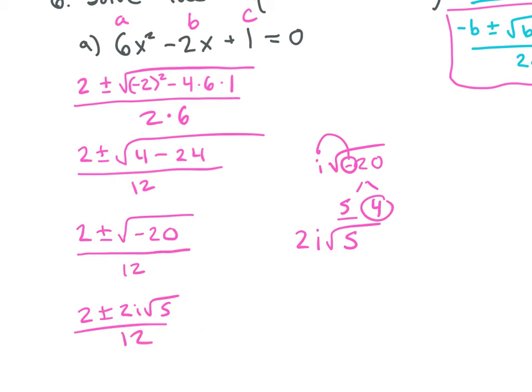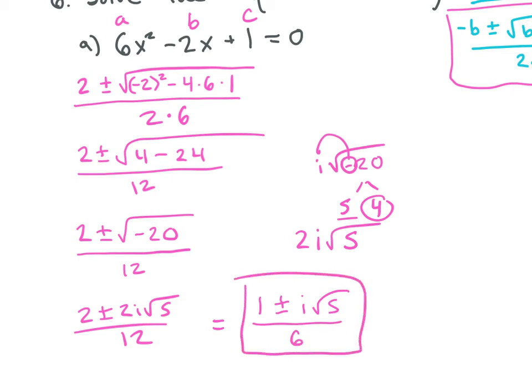Can we simplify this anymore? Yeah, like 1 and 6. What number do we have in common between all of our terms? 2. So we're going to divide everything by 2. So we have 1 plus or minus I square root 5 over 6. So you just have to simplify as much as possible.